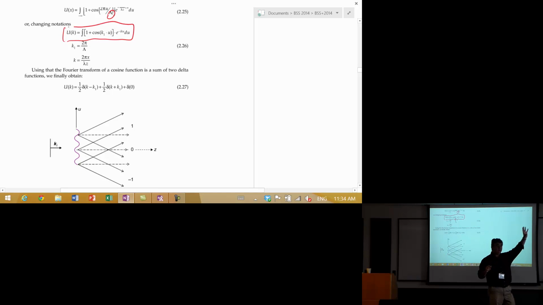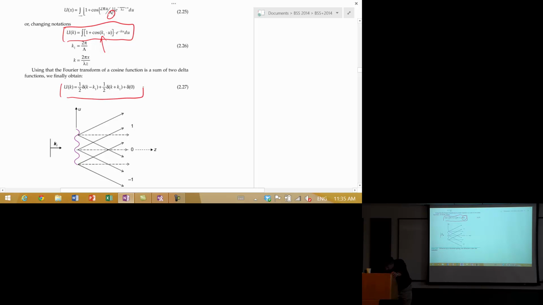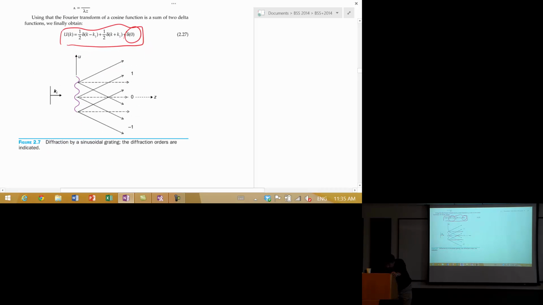Why? Because the cosine is e to the i something plus e to the minus i something. The Fourier transform of each of the exponentials is a delta function. So the cosine is 2 delta functions, 1 to the plus, 1 to the minus. And not surprisingly, that's what you see coming out of a diffraction grating. The Fourier transform of the 1, the DC, gives you a delta function at the origin. So this is the 0 order. Let me color code this. 0 frequency means 0 angles. That's your 0 order. The first delta function gives you plus k1. This is the first order of diffraction. And this one, minus k1, gives you the minus 1 order of diffraction.